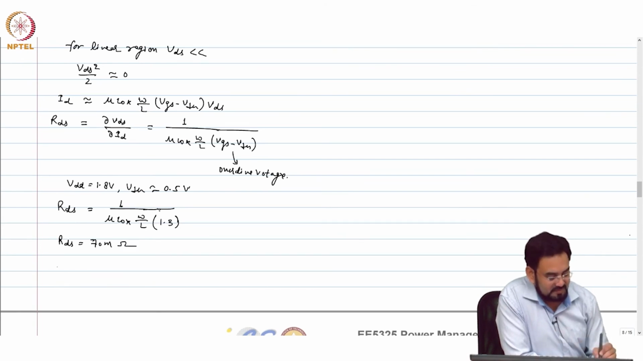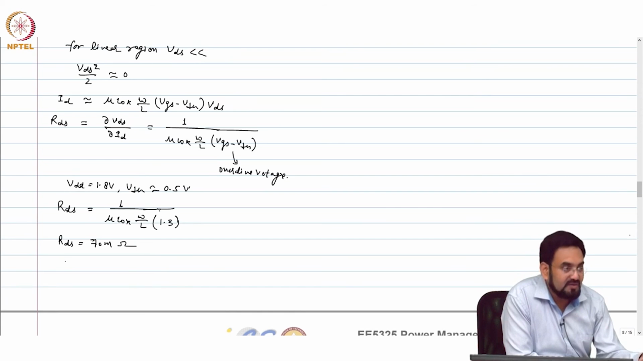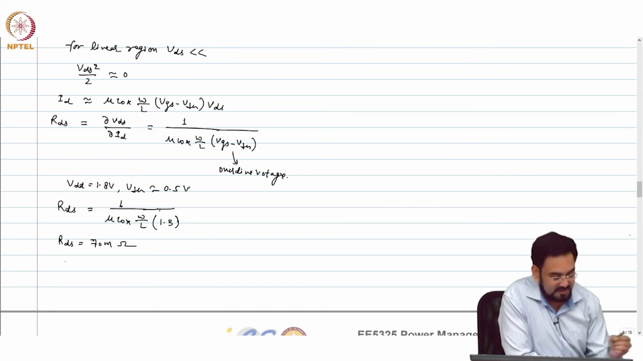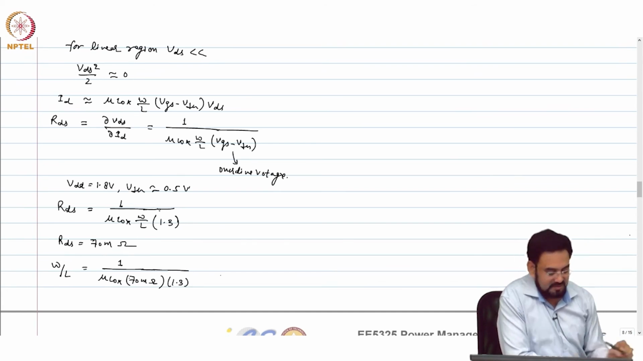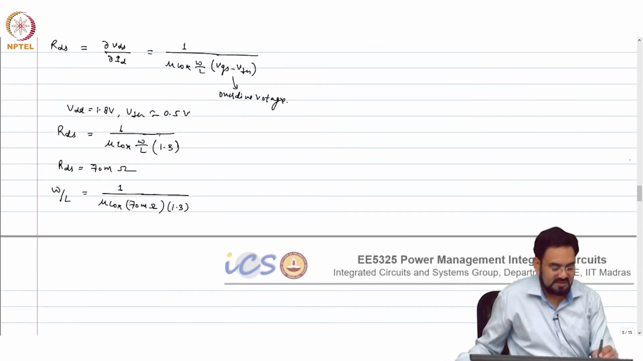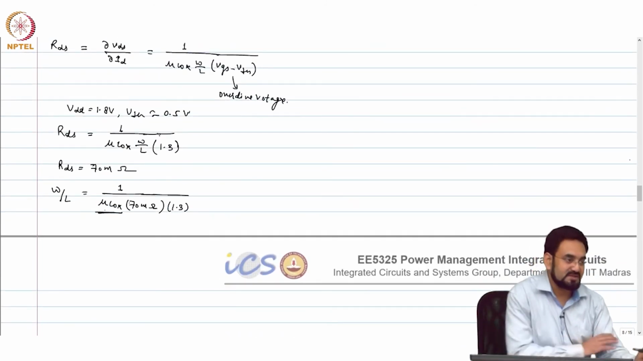So which means RDS, and we are looking for RDS equal to 70 milliohm, and what do we need to calculate here? W by L. Okay. So W by L will be 1 over mu C ox, 70 milliohm multiplied by 1.3.